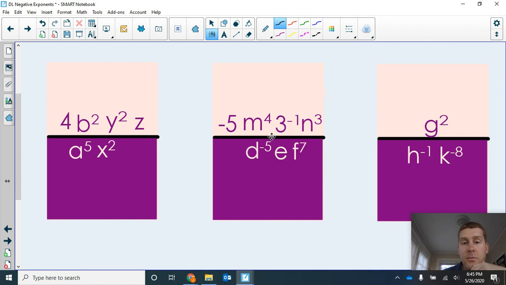And you see that over here. We have 3 raised to the negative 1st. So let's bring that term into my denominator. See how it fixes that? Okay. And then, all right, I have nothing else negative in my numerator. In my denominator, we have d to the negative 5th. Let's bring that term into my numerator. Okay. And I'm just going to arrange them. Let's get them in alphabetical order.